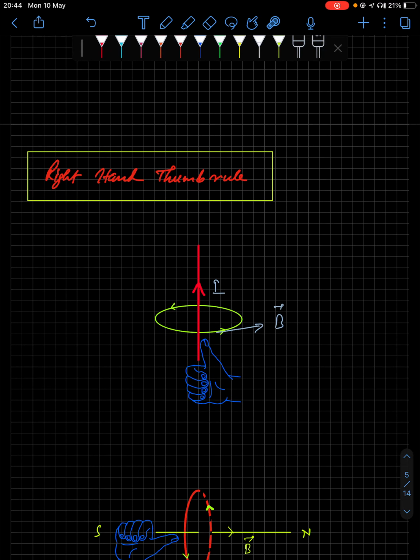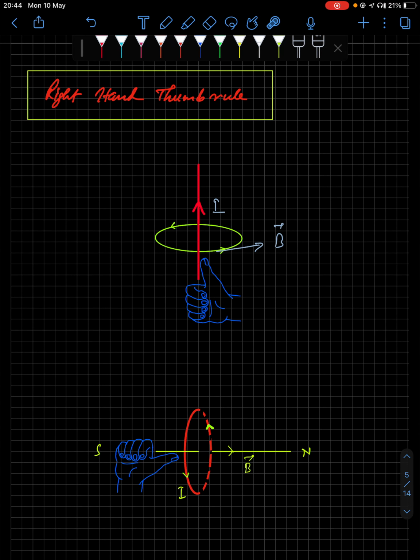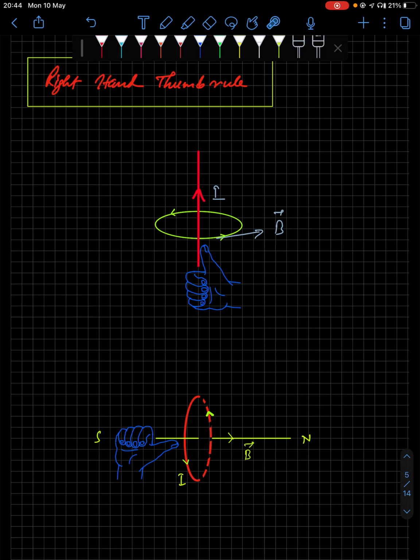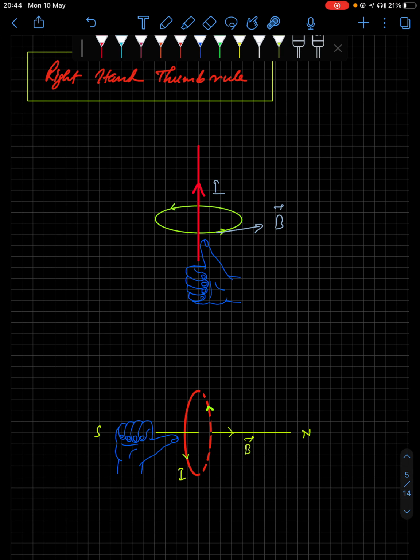Next we have the right-hand thumb rule. This rule was used quite a bit in the previous lecture, and I did not include it in the PDF. Anyway, later on it has been added. If you place your right hand in such a manner that the thumb is pointing along the direction of the current in a straight wire, then the direction in which the fingers curl shows you the direction of the magnetic field produced around it.